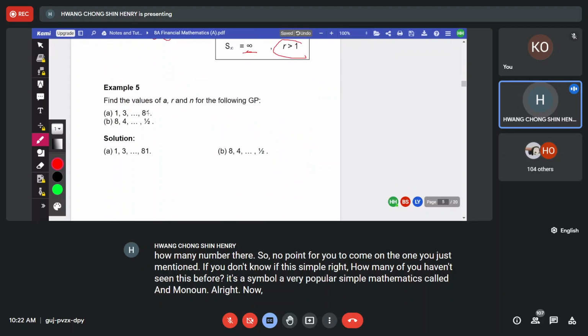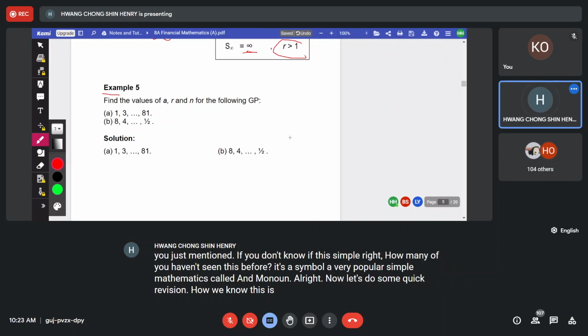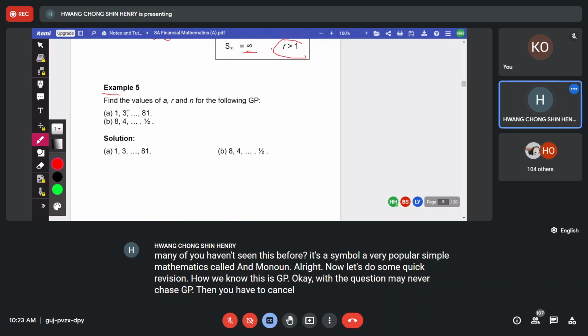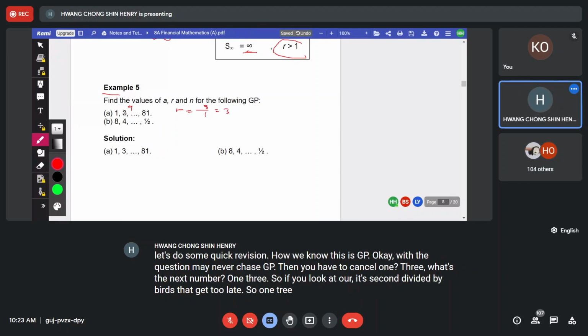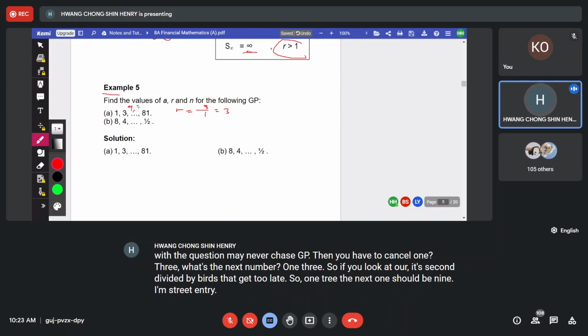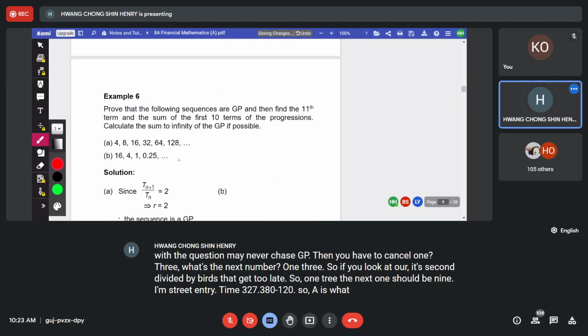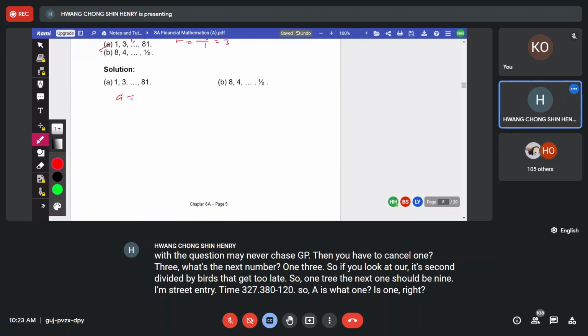All right, now let's do some quick revision. How do we know this is GP? Okay, if the question never mentioned GP, then you have to test. Take 1, 3. What's the next number? 1, 3. So if you look at R, it's second divided by first, you get 3, right? So 1, 3, the next one should be 9, times 3, times 3, times 3, 27, times 3, 81. Clear enough. So A is what? A is 1, right? R is 3.